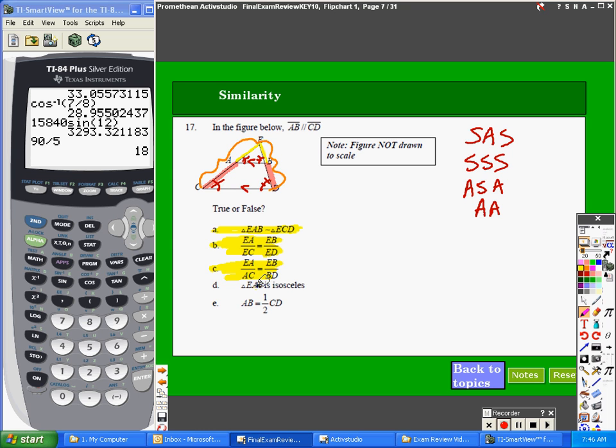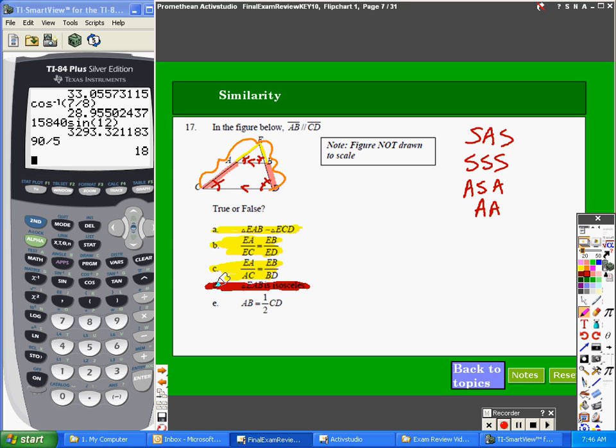Now they want to know, is EAB isosceles? Is EAB isosceles? The whole time we've been talking, have we said anything about sides? No. And these angles at the bottom, EAB and EBA, those aren't necessarily congruent. And if they're not congruent, then that means that the triangle cannot be isosceles. So this is not true. False. D is false.